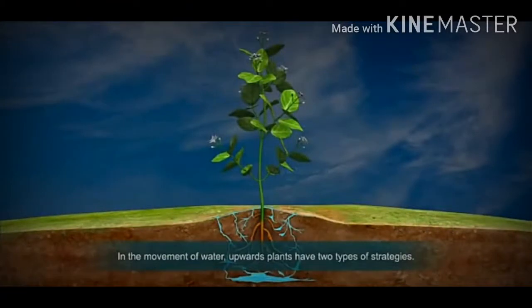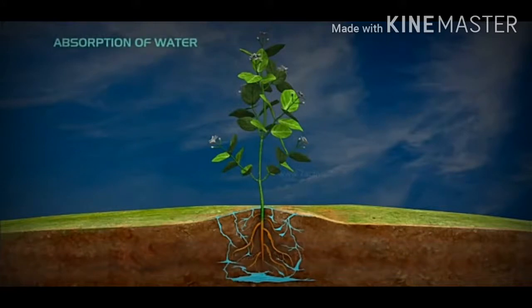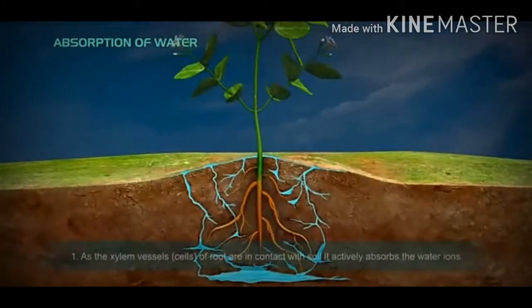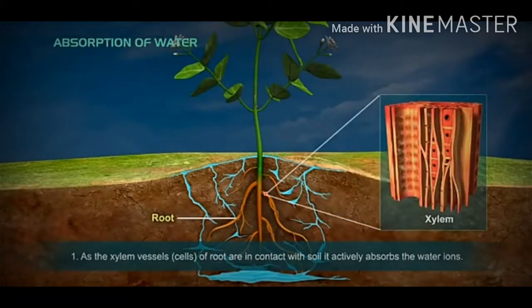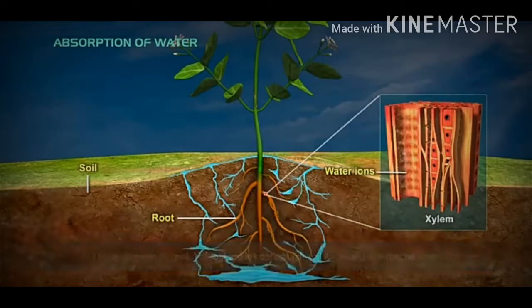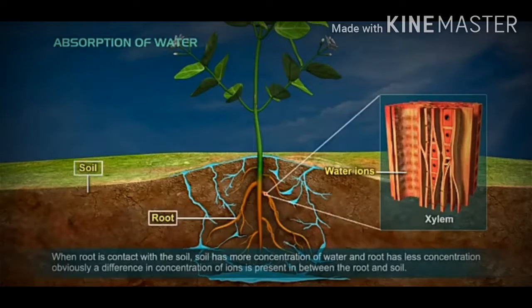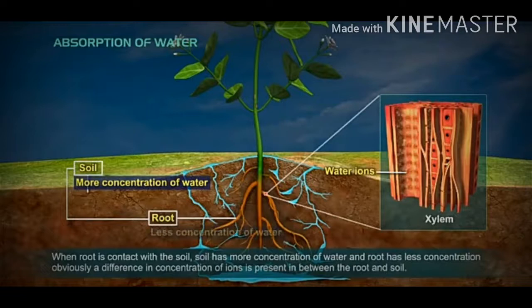In the movement of water upwards, plants have two types of strategies. First, as the xylem vessels of a root are in contact with soil, it actively absorbs the water and ions. When the root is in contact with the soil, soil has more concentration of water and root has less concentration. Obviously, a difference in concentration of ions is present between the root and the soil. So what will happen? Exactly.